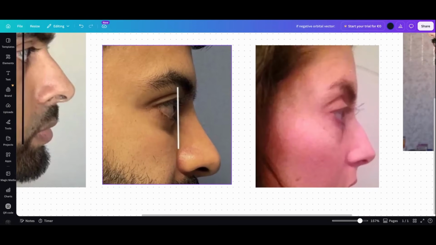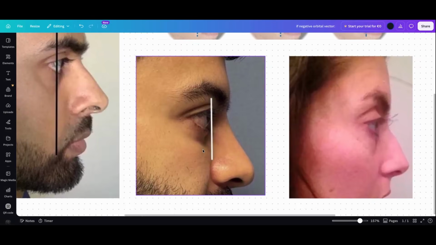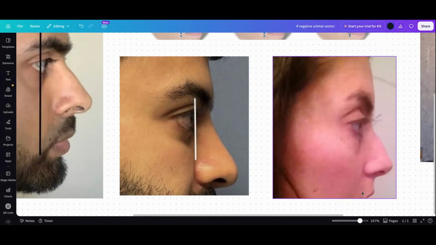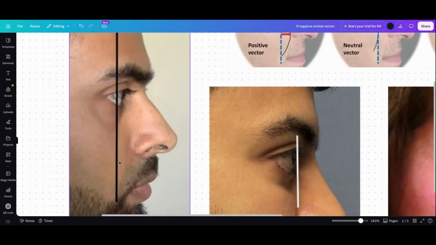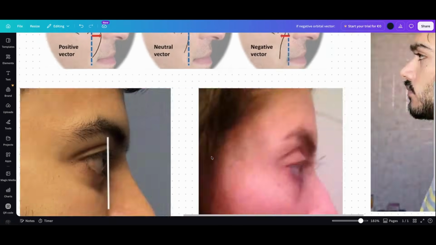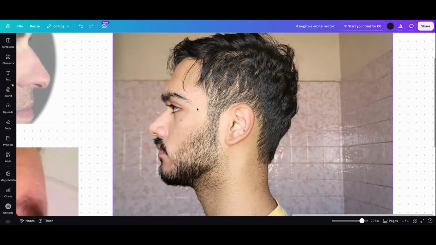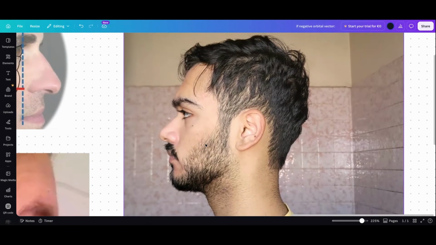Here are some examples of negative orbital vectors. You can tell that does not touch the line. It lacks projection. Here's another example. If you draw a straight line, the bone structure lies behind the line, so it's not ideally projected. Same with this one. The bone structure is behind that imaginary vertical line. And same with this one. This guy also has a negative orbital vector. Ideally, you want a positive one from both hard tissue and soft tissue. And this guy has the complete opposite.